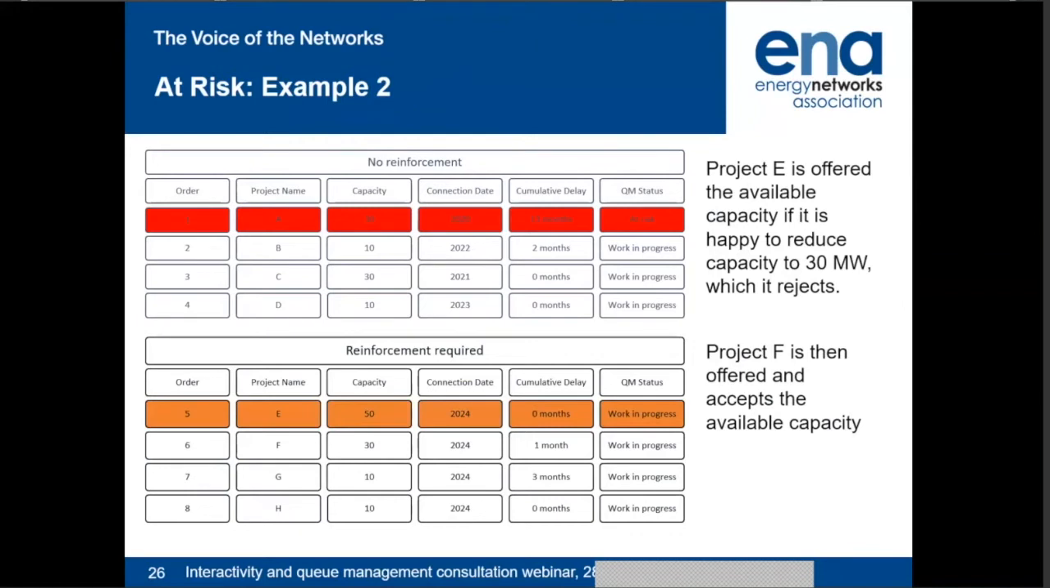So the network company then continues to look down the connection queue, and looking at Project F, conveniently is able to use up that available capacity, and it accepts that offer.